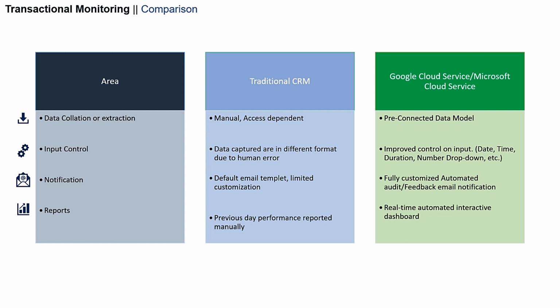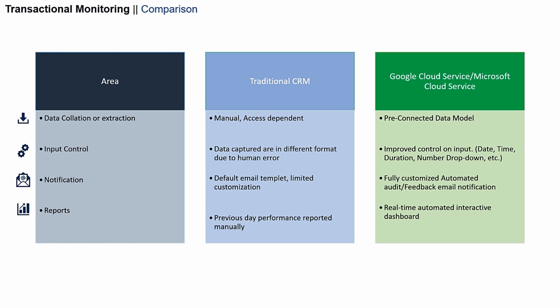If I look at the comparison with the traditional CRM tool that most organizations use for their monitoring, the key area that we need to look into is the data collation and extraction. Most of the time, either the MIS people or some quality lead will extract the data from the CRM tool, and they will need to correct and clean that data before they start building a report. Whereas if I look at Google Cloud Services or Microsoft Cloud Services, the data model is pre-connected, so no manual intervention is required.